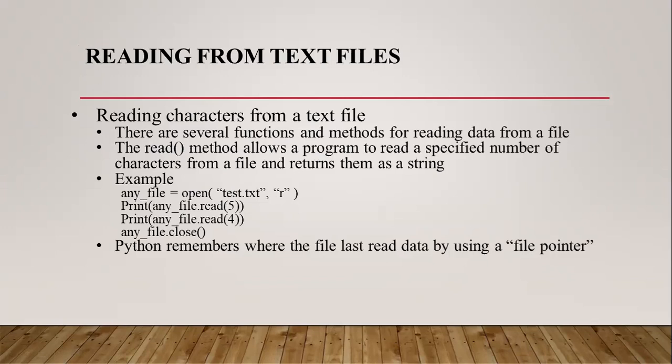In this one, we are specifying some count. Here, in the second line, this test.txt, I am opening it in the R mode, reading mode, and I am reading using the read method. Read of 5 means it reads the first 5 bytes, and 4 means after 5, the next 4 bytes.